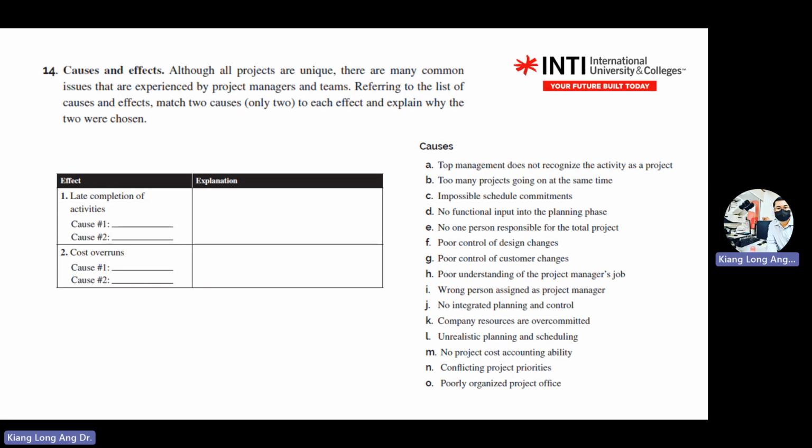Again, question 14 is an open-ended question. There's no right or wrong. Don't repeat the same answers. Although the question doesn't say don't repeat, there are A to O, so I think it's sufficient for you to put in. The purpose is that you have some mental preparedness before you go into the industry. You know this is going to happen.